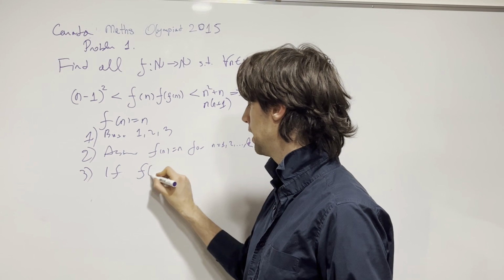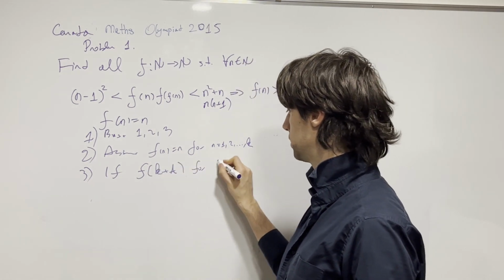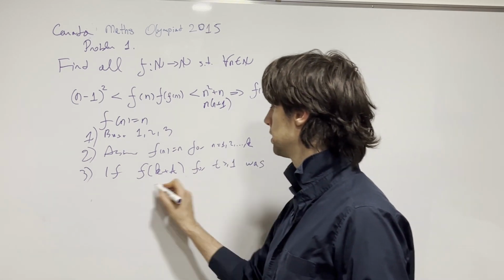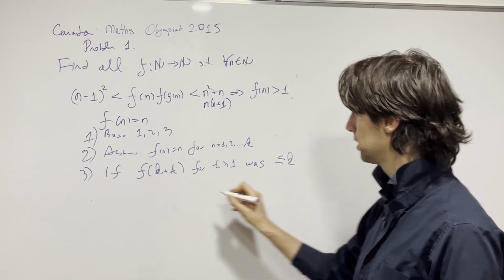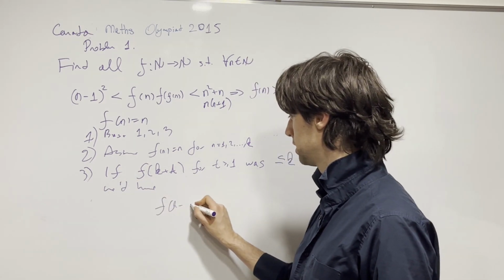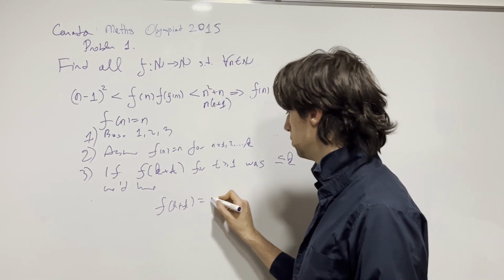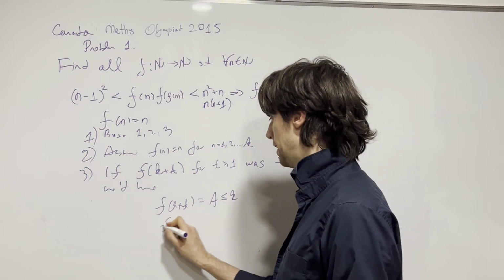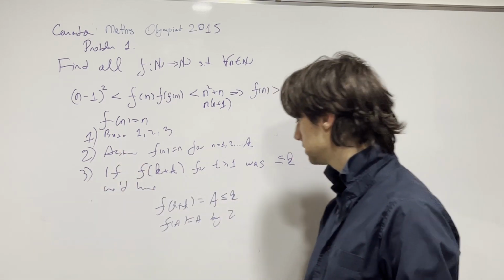If f of k plus t for t greater than or equal to 1 was less than or equal to k, we'd have f of k plus t equal to, let's say, some a that's less than or equal to k, and then f of a is equal to a by 2 by the inductive hypothesis.